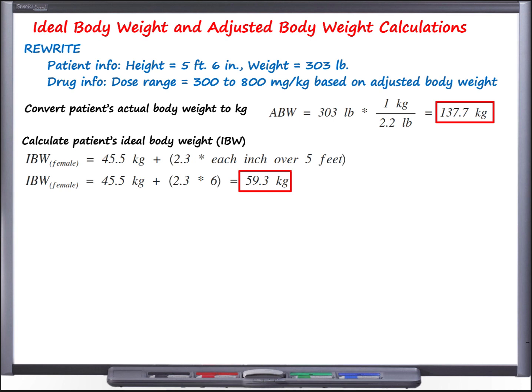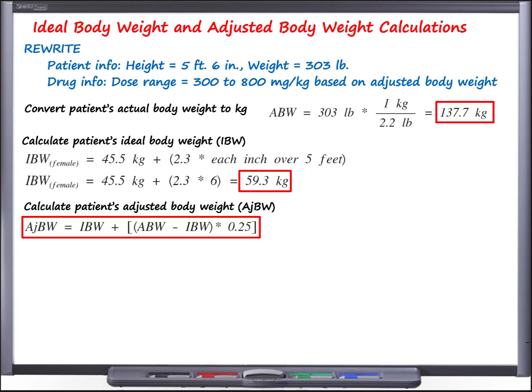Okay. Why did we need to do that? Well, because what we actually want to do is calculate this patient's adjusted body weight. And you can see here that's abbreviated AJBW. Don't get that confused with actual body weight, ABW. Adjusted body weight is AJBW. And that formula is to start with the ideal body weight and add to it the actual body weight minus the ideal, so find the difference between those two, and then multiply that difference by 0.25. So we're going to raise the ideal body weight by 25% of the difference between actual and ideal. I don't know if that helped restating it that way.